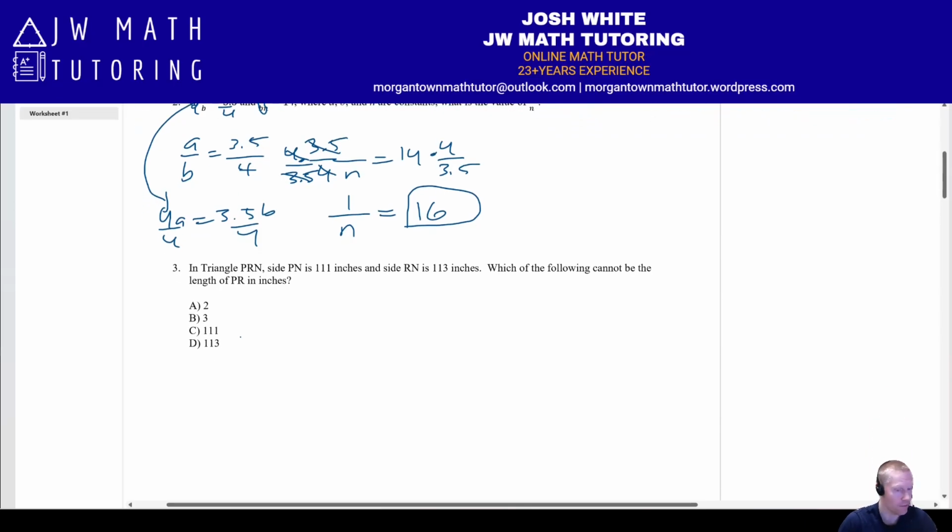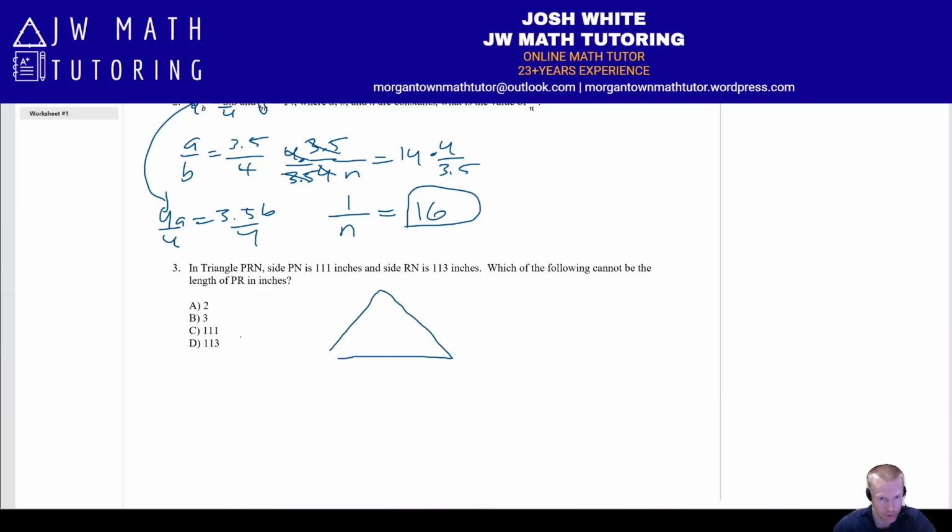All right, next up, question number 3, bottom of the page. This problem involves the triangle inequality theorem, and the basic idea is that any two sides of a triangle added together have to be greater than the third side. So ignore this diagram, which is obviously not to scale, but basically what's going on here is you have a side that's 113, you have a side that is 111. So let's call this x. Basically, if you add up any two sides, it has to be greater than the third side, the remaining side.